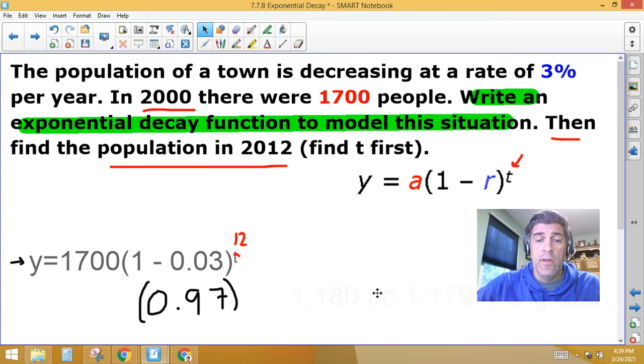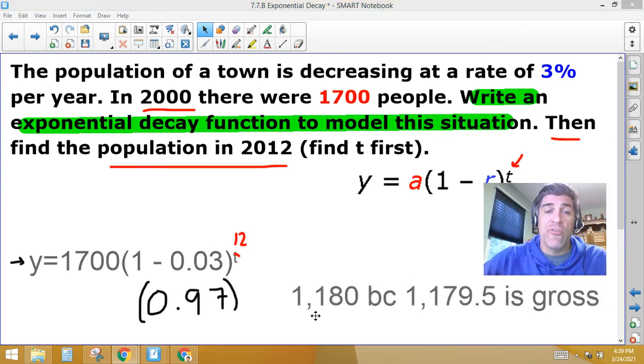Plug that all in, and we get about 1,180. I know you get about 1,179.5 in a calculator. Try it out, but you can't do that. That's gross. That's nasty. You can't have parts of people. If we're dealing with people or anything like that, we need a whole. Okay, we want a whole person. So we'll round up to 1,180 people in the town in 2012.